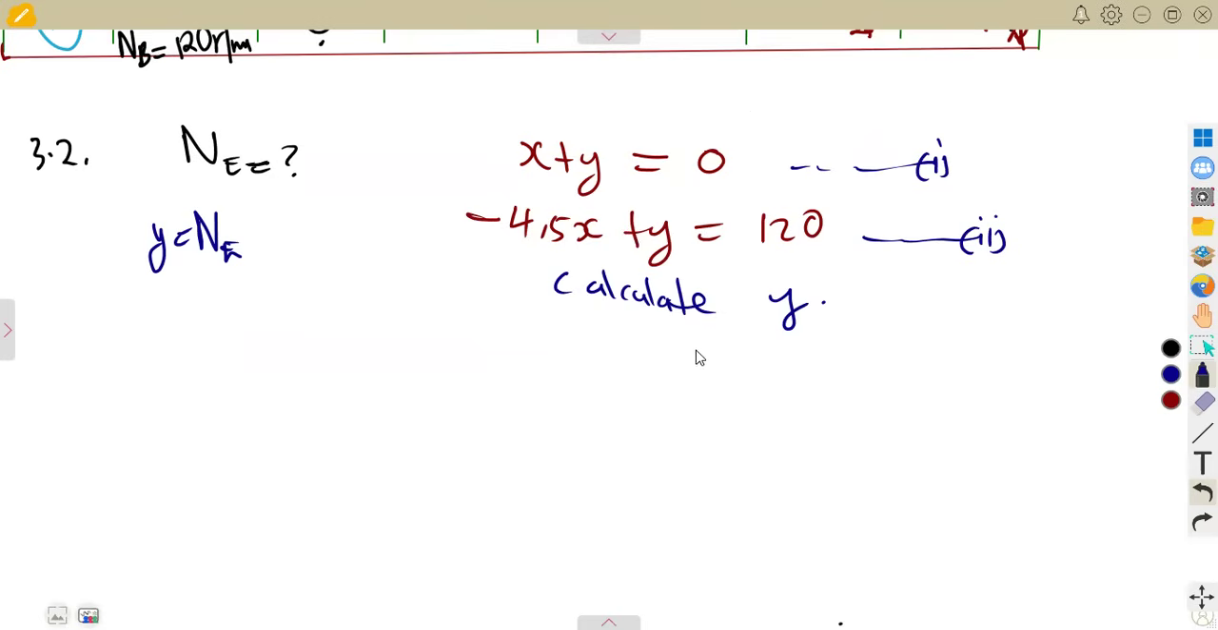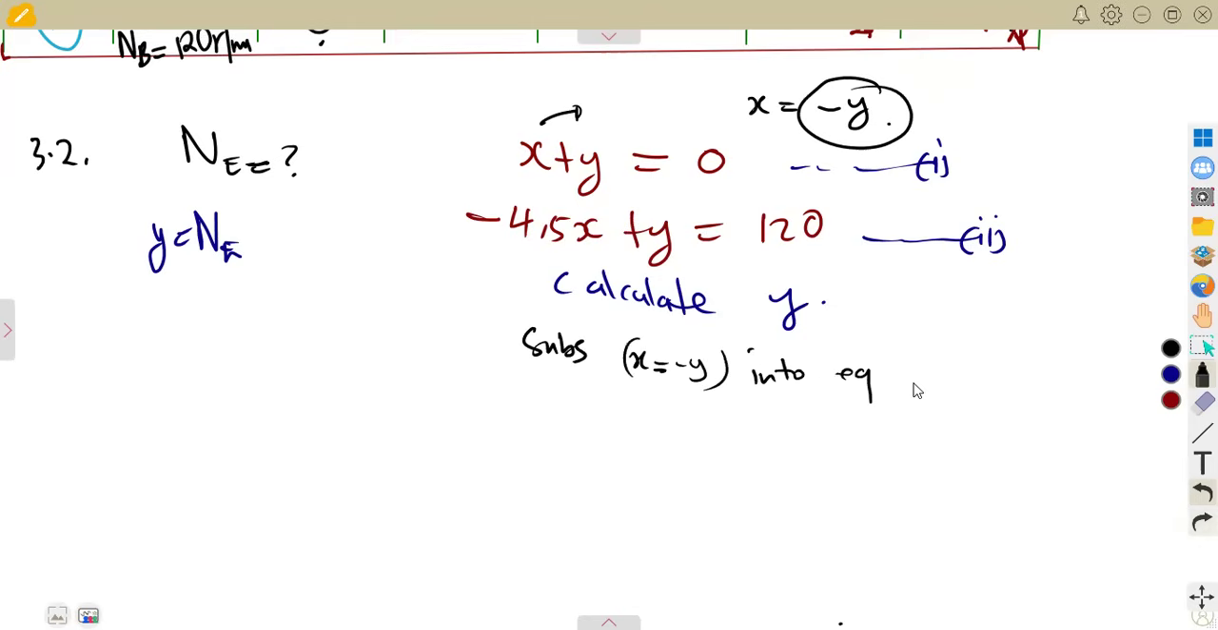All right, so let me make the subject from equation 1. From equation 1, I'm going to make x the subject. So if I make x the subject from equation 1, it means x is equal to minus y. So what I'm going to do is substitute this, x is equal to minus y that we had from equation 1, into equation 2. You substitute into the other equation. So in place of x, we are going to substitute minus y.